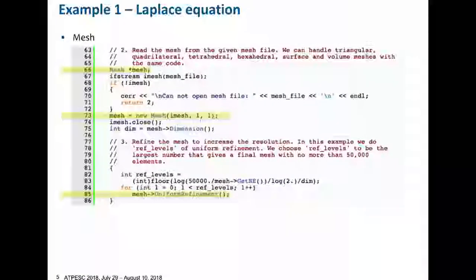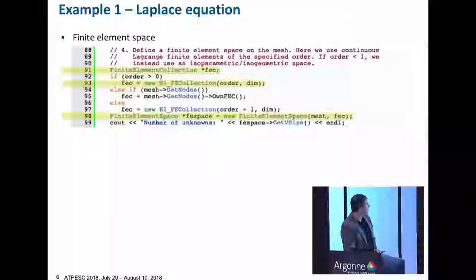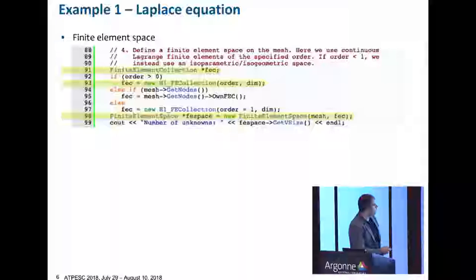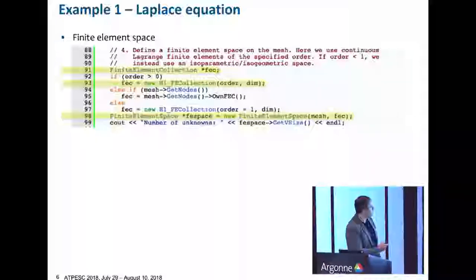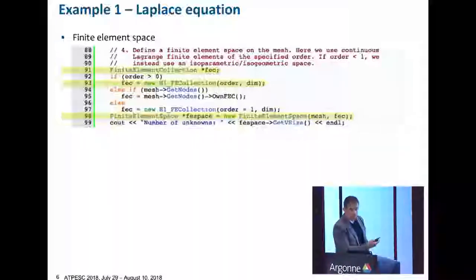Let's dive into the code a little bit more. It takes about 3 lines to define the mesh. There's nothing special here. This is a refinement. The finite element space is defined based on the mesh and this description of the space that we call a collection, where you specify the order and the dimension of the space. So the order could be anything, the dimension 2D, 3D, 1D.